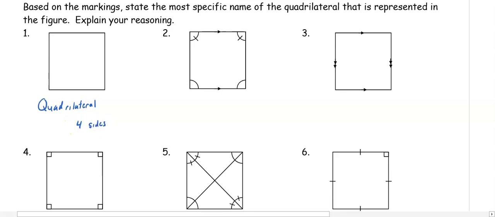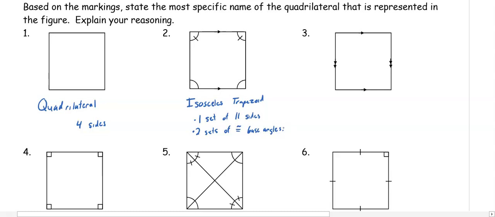In number 2, we have a shape that has 1 set of parallel sides because of the arrows. We have 2 sets of consecutive angles that are congruent, which in this case would be our base angles. So this would be an isosceles trapezoid. And we know that because it's got 1 set of parallel sides and 2 sets of congruent base angles.